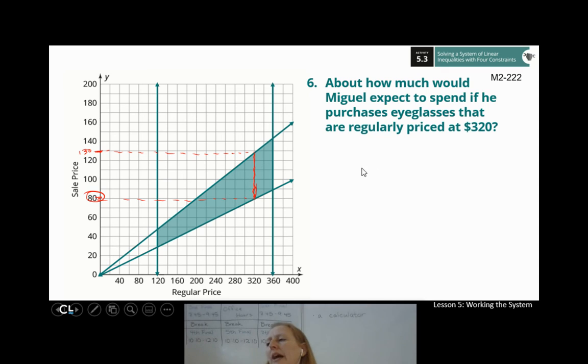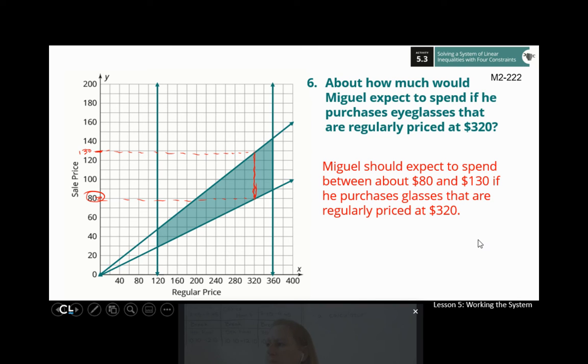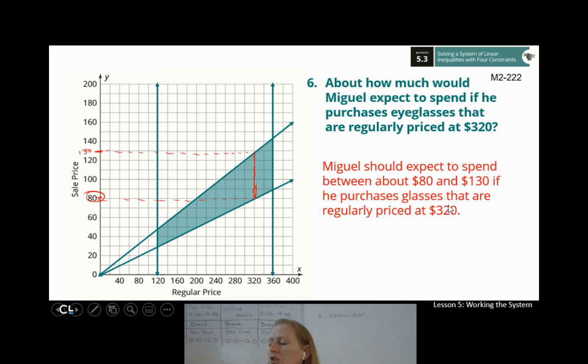So it looks like if Miguel purchases a set of eyeglasses that are regularly priced at $320, he should expect to pay between $80 and $130 for those glasses. So it's regularly priced at $320, but if we use our little graph here, it looks like the sale price is going to be between $80 and $130. That just kind of helps him budget, right? That just kind of helps him know what to expect.